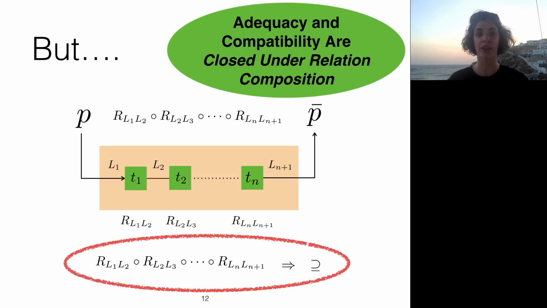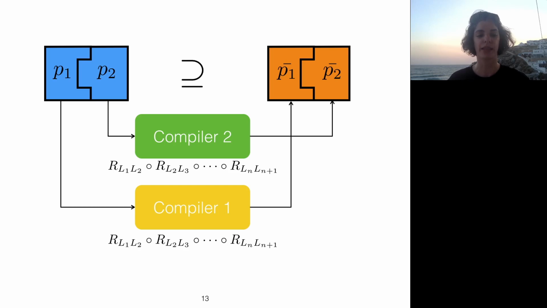In this paper, we make the crucial observation that adequacy and compatibility with linking are closed under relation composition. That is, we can use the composition of the individual logical relations to give a compositional specification for the compiler that implies behavioral refinement. Hence, we do not need transitivity to obtain an end-to-end relation. That means that if we have two compilers that satisfy the relation obtained by composing adjacent logical relations, we can obtain the top-level linking theorem that we are interested in.